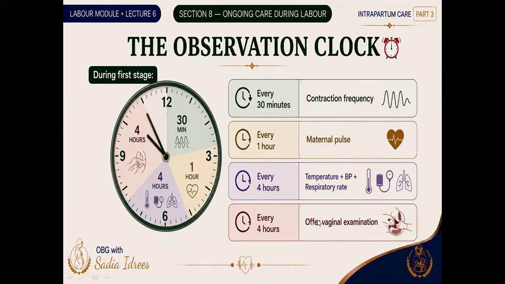And now that we know what to monitor and how often, the next question becomes even more important. What do we do when labor is not progressing normally? Because in the next section, we are going to move from routine intrapartum care into assessment of progress, suspected delay, confirmed delay, amniotomy, and oxytocin.